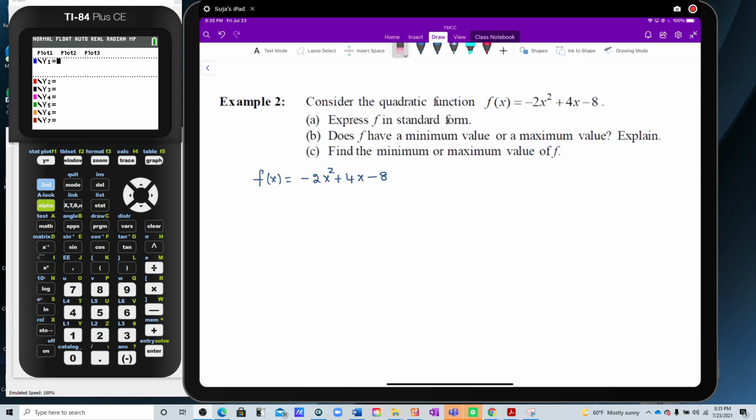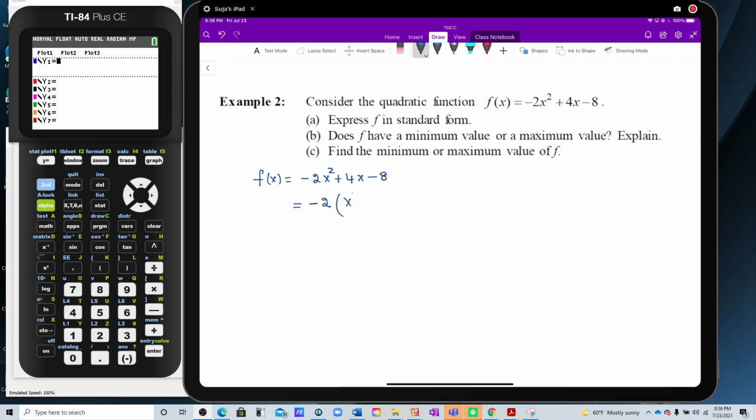This problem is the same as the previous problem, where you have to write the given quadratic function in standard form. To start, group the variable terms together and keep the constant a little further away from the variables. Also make sure the leading coefficient is 1, so I'm going to factor out a -2.